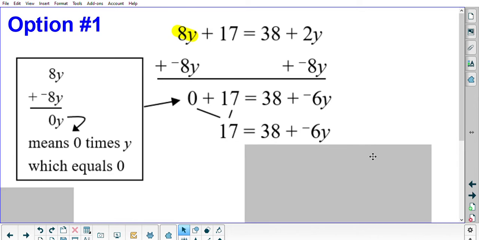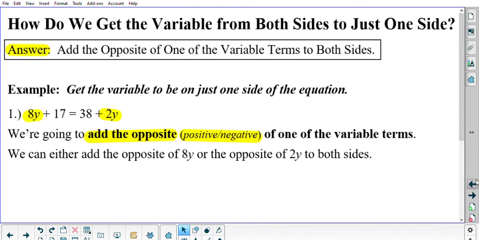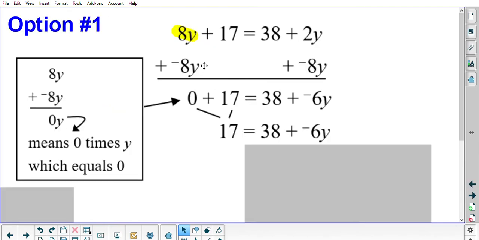And how do we do it? We did it by following what I just told you at the top in the box. We added the opposite of one of the variable terms. In this case, we added the opposite of 8y, which was negative 8y. And that gave us 0y, which really means just 0, because 0 times y is 0. And that is what made the variable disappear from that left-hand side.